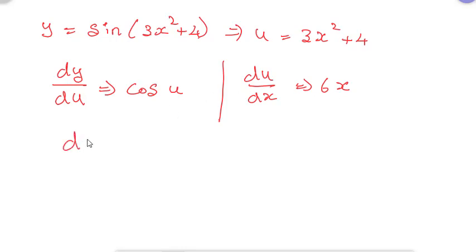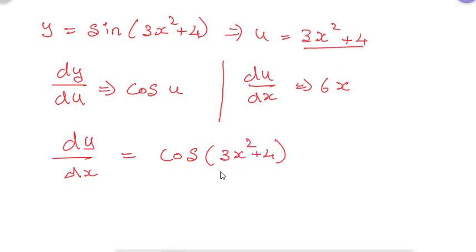Now you have to find out the value of dy by dx, which is equal to cos u. So for the cos I have to write cos, and for the u I have to write the value 3x squared plus 4, what I am given here. So simply I have to write it here, times 6x. So I have to rearrange the formula like 6x cos(3x squared plus 4).